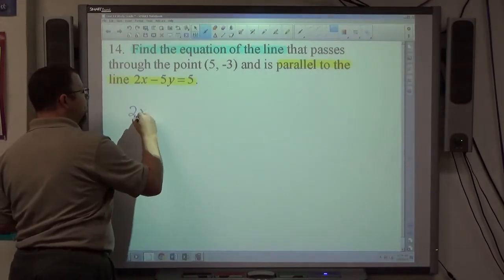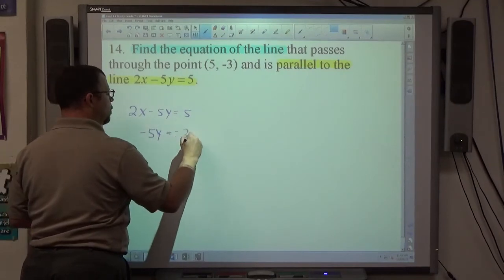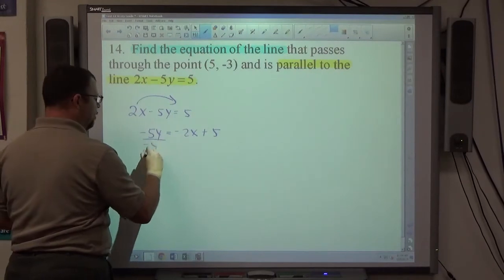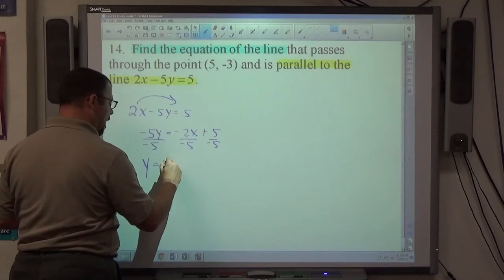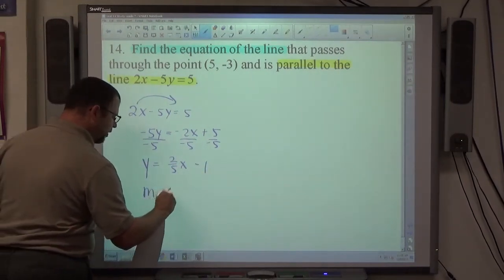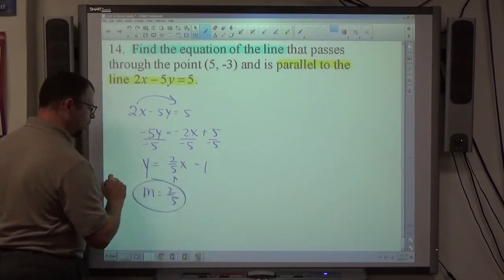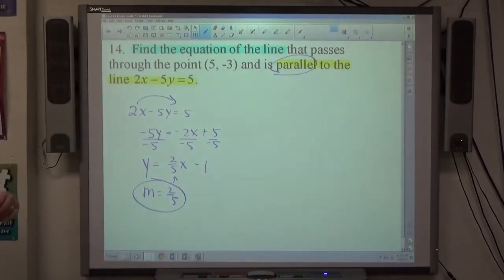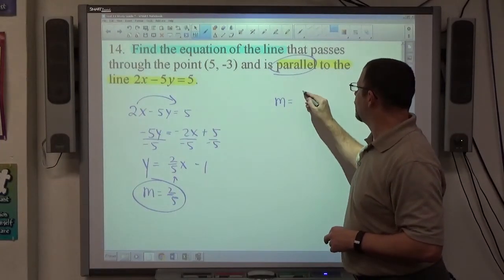So if 2x - 5y = 5, that means -5y = -2x + 5, if I move the 2x over there. Divide everything by -5, and I get y = 2/5 x - 1. The slope is the number in front of x, so 2/5 is the slope of this line. So it's parallel, which means the slopes are equal, so the slope of the line I care about is also 2/5. I know my slope is equal to 2/5.